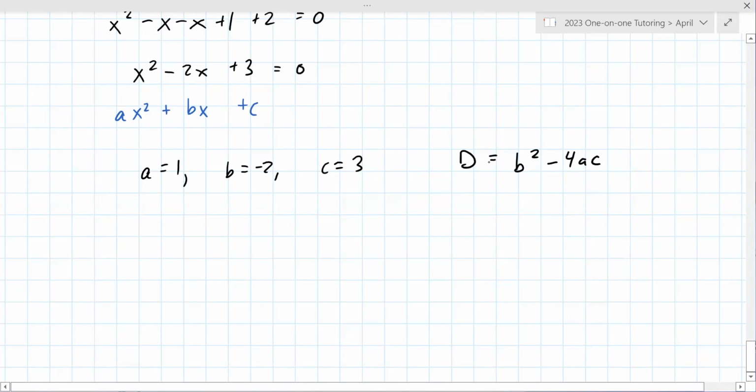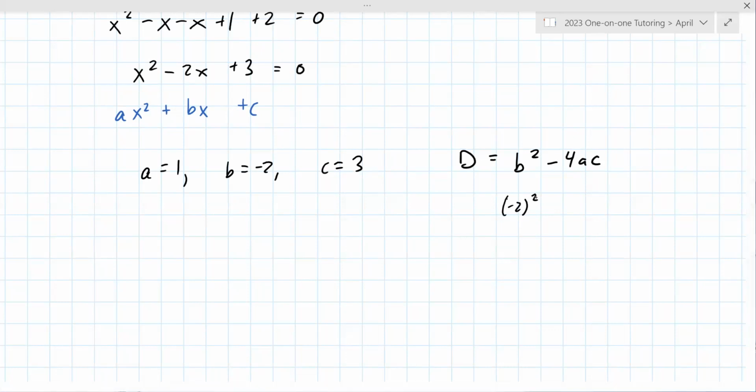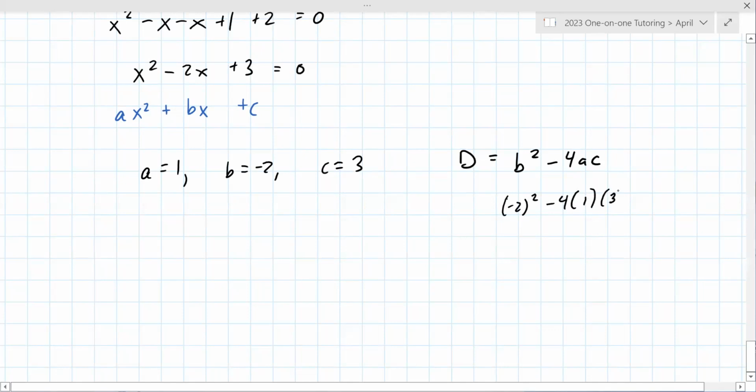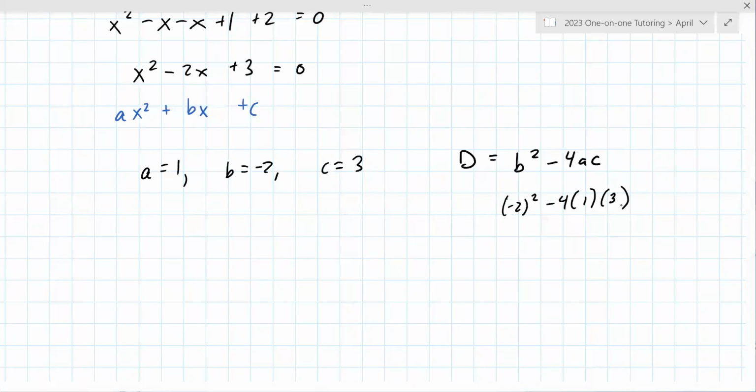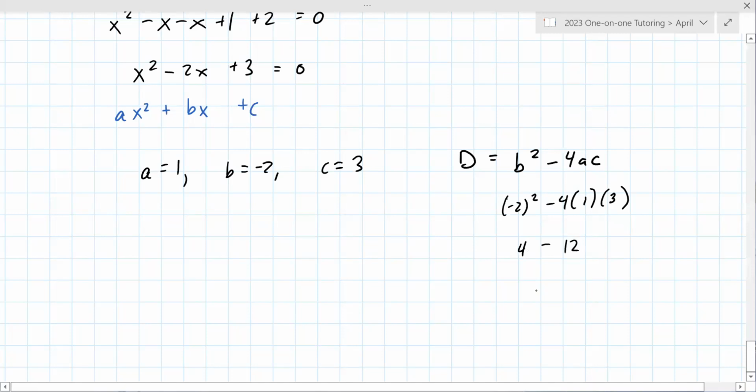Okay. So for b squared, it's going to be -2 squared. So in parentheses, it would be -2 squared minus 4 times 1 and 3. So it would be 4 minus 12, which would be -8.